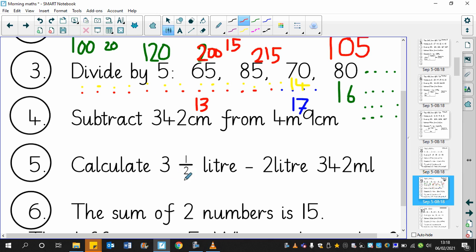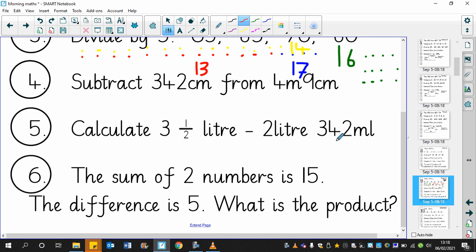Question number 5 is also a subtraction. Lots of subtraction ones, aren't there, these days? So let's do that over here in this space. So 3.5 litres take away 2 litres and 342 millilitres. Right, 3.5. Well, 3 litres is 3,000 millilitres. Half a litre is 500 millilitres. So therefore, this amount here is 3,500.